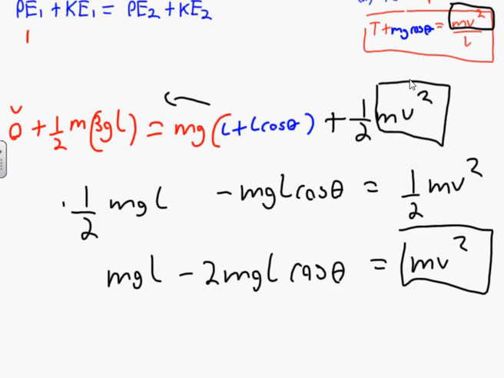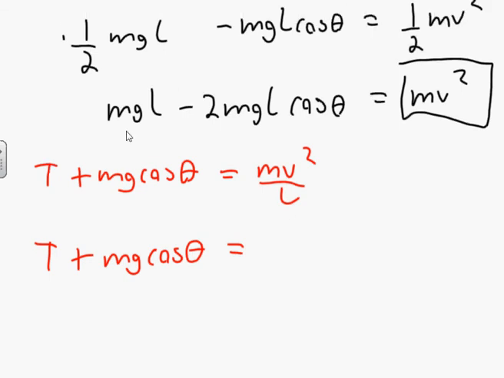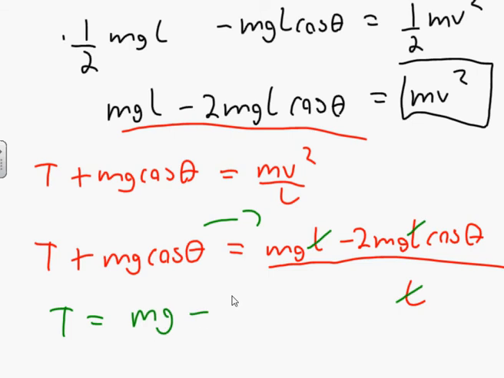Now, see my other equation down here? My T plus mg cos theta equals m v squared over L. Everybody alright with that? T plus mg cos theta ends up to be what we have here: mgl minus 2 mgl cos theta, all over L. The L's will cancel. And what we're going to be left with is that T equals, bring that over the other side, mg minus 3 mg cos theta.